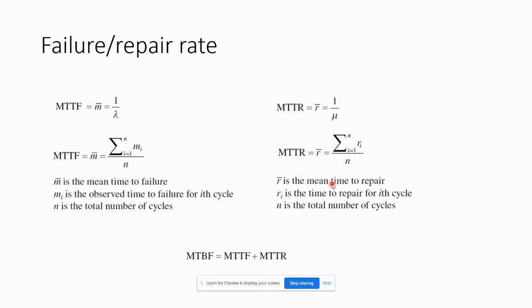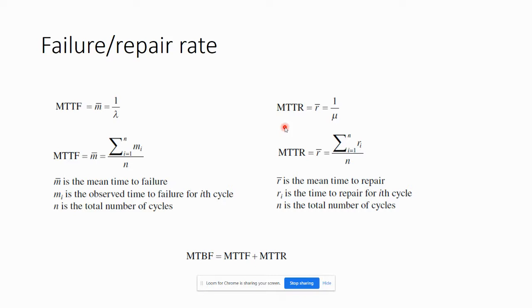And then when we talk about failure rate and repair rate, what are they actually? To talk about that, we need to introduce two terms: MTTF and MTTR. What is MTTF? MTTF is the abbreviation for mean time to failure, the average time to failure. MTTR is the mean time to repair, the average time to repair. So the average time to failure means the time needed for the component to fail.